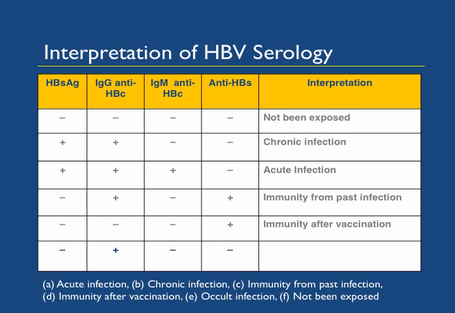Now, the last scenario that we're going to look at is someone who is surface antigen negative, surface antibody negative, and only has the IgG core antibody. Now, this is somewhat of an unusual situation, but we actually see it quite often in hepatitis C patients.